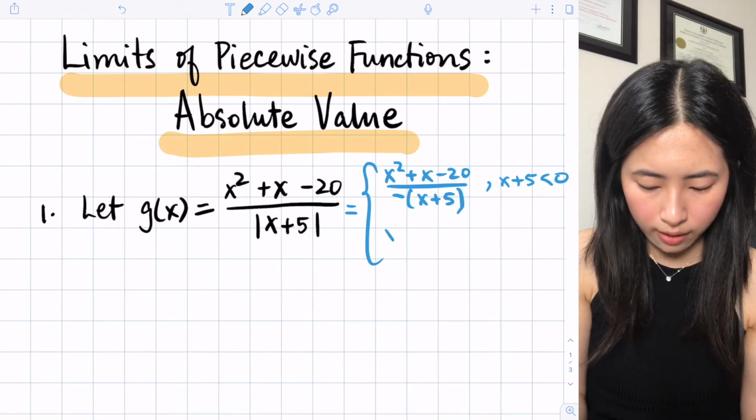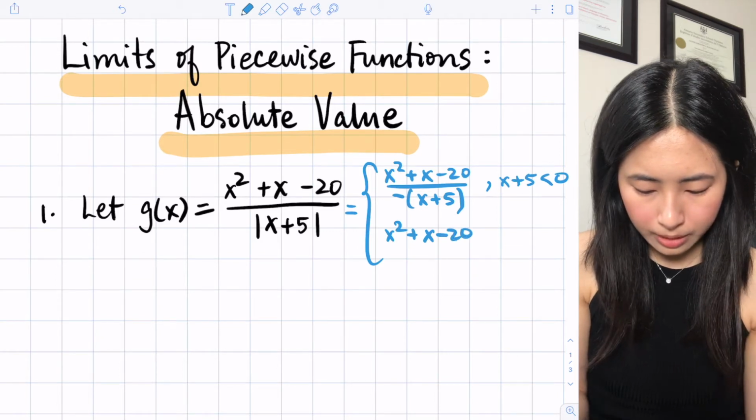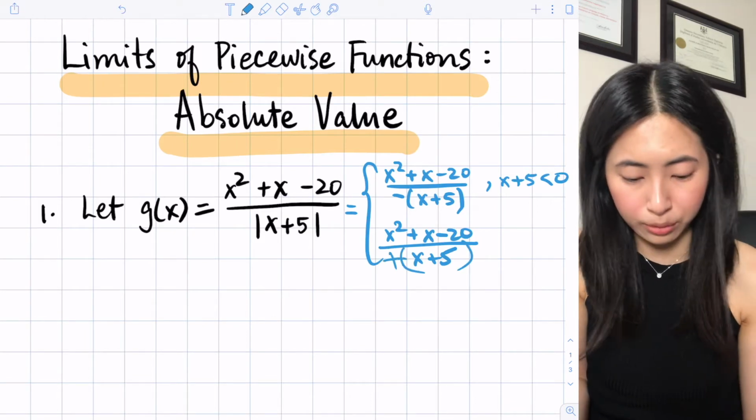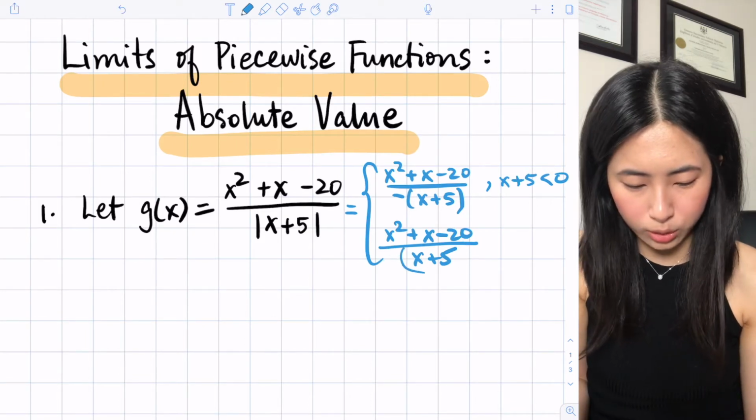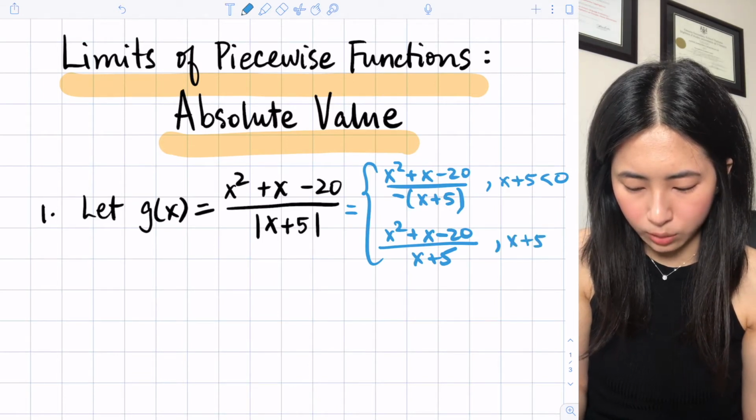On the other hand, you have x squared plus x minus 20 over x plus 5. Because it doesn't really make sense to have a positive symbol right beside the bracket, we're just going to leave this as x plus 5. And this is when x plus 5 is greater than 0.